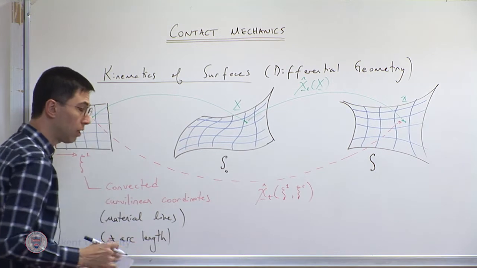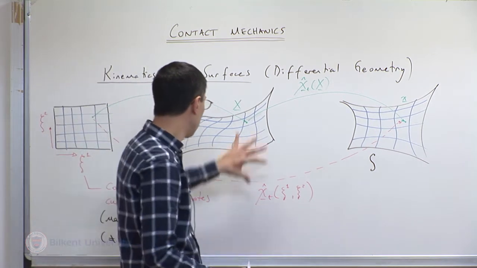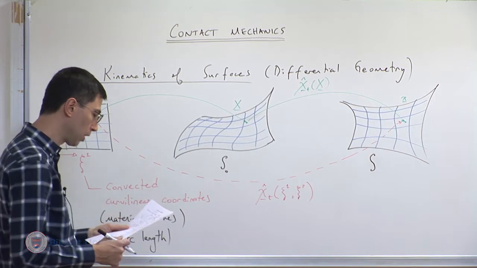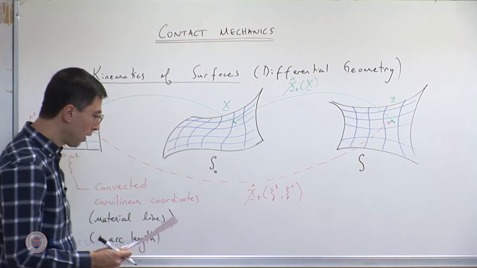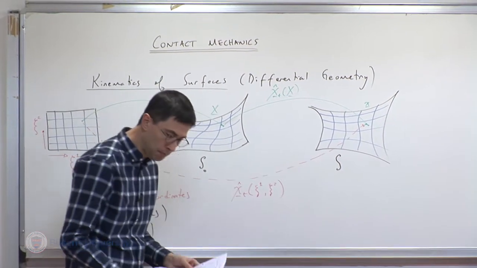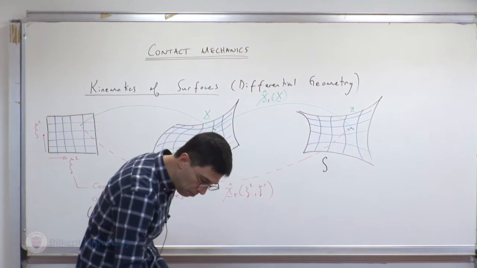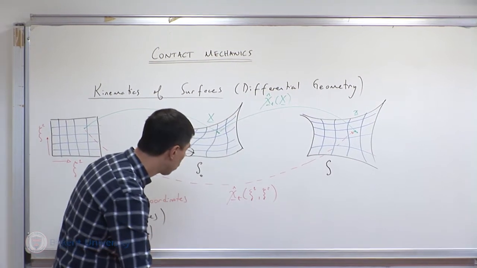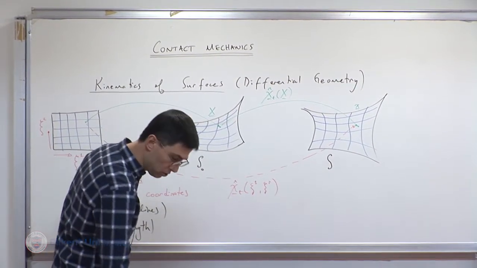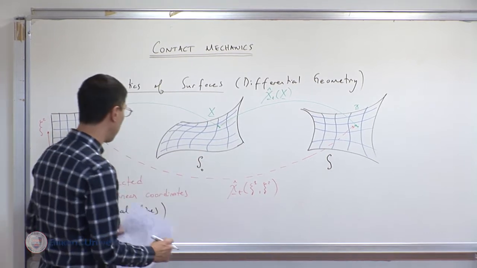It could be the arc length. It could be, let's say with respect to the reference configuration, but that would be one very specific choice. Okay, so far so good. So now, what I am going to do additionally is introduce a number of vectors onto that picture. And those vectors, I guess, could also be indicated with red.